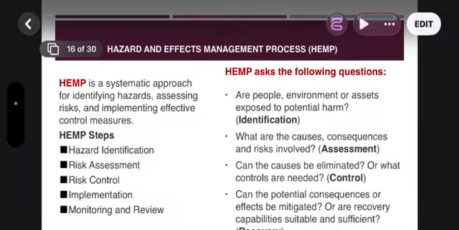Hazard and Effect Management Process, HEMP. Hazard and Effect Management Process. HEMP is a systematic approach for identifying hazard, addressing risk, and implementing effective control measures. Three things now. You identify hazard. You assess the risk of the hazard.